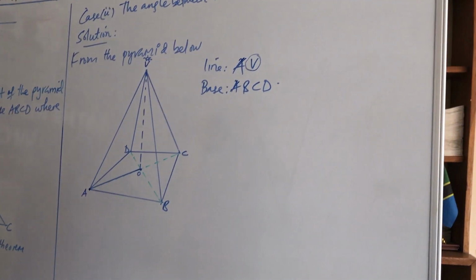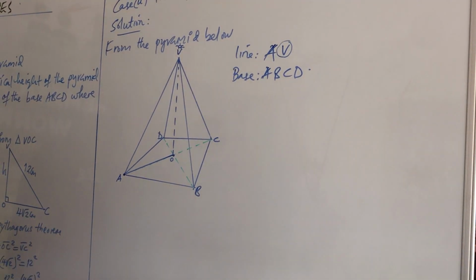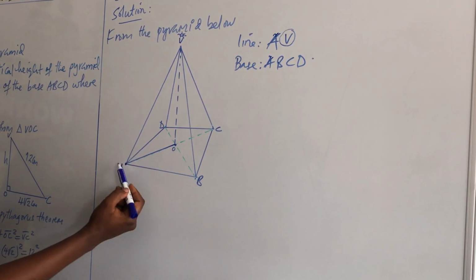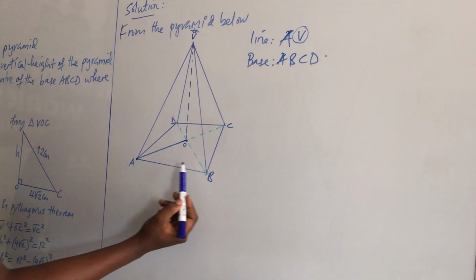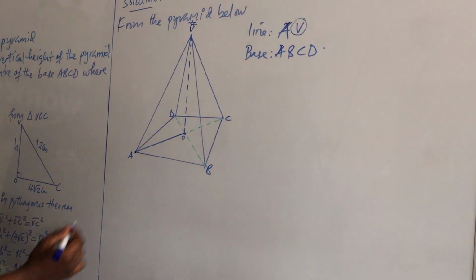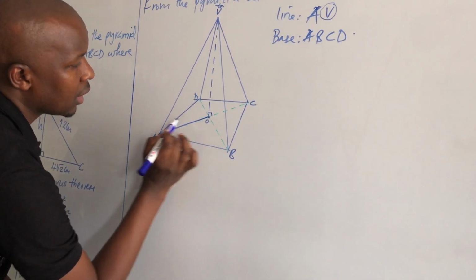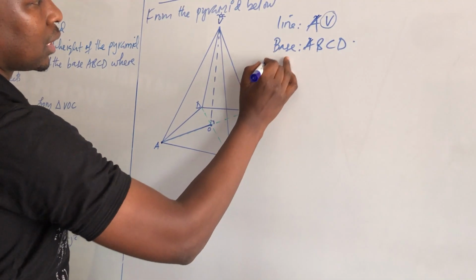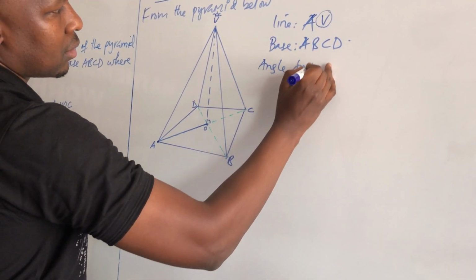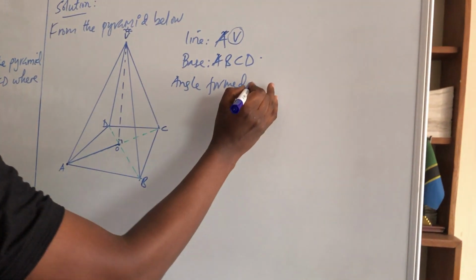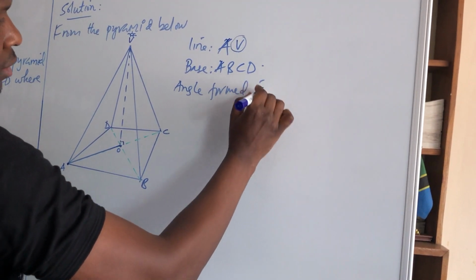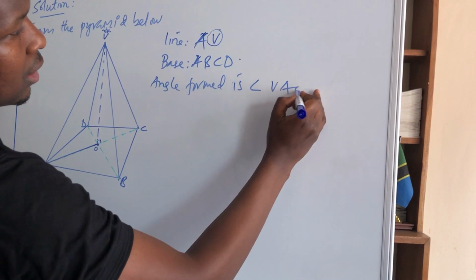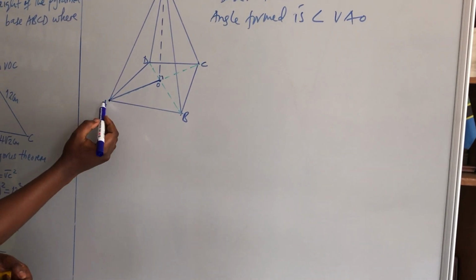Now when we join, we'll have the line OA. This line OA will be the projection of VA on the square base ABCD. From there, we are going to develop a triangle VOA. So the angle formed here equals just angle VAO, or we can say OAV.